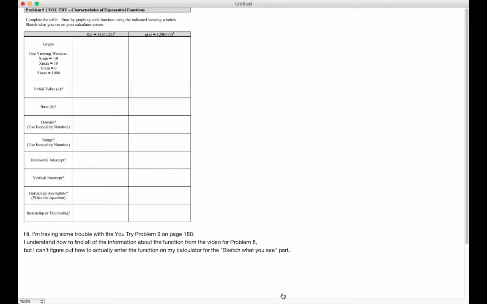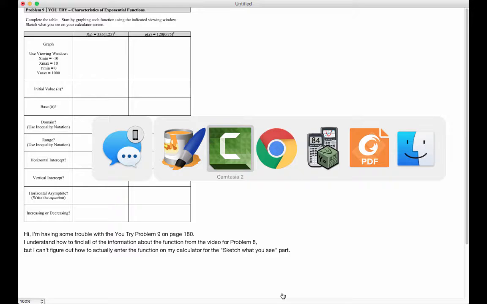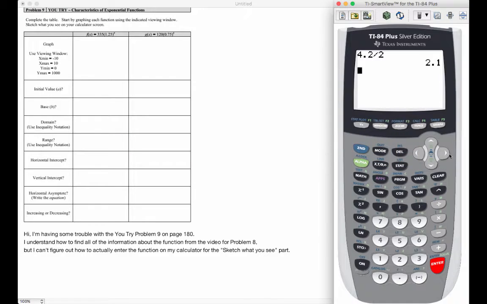You try characteristics of exponential functions from lesson 5. Okay, so complete the table. Start by graphing each function with the indicated viewing window. Sketch what you see on your calculator screen. So the question was, how do I do the calculator? So let's go ahead and get a calculator up here so we can actually do that.